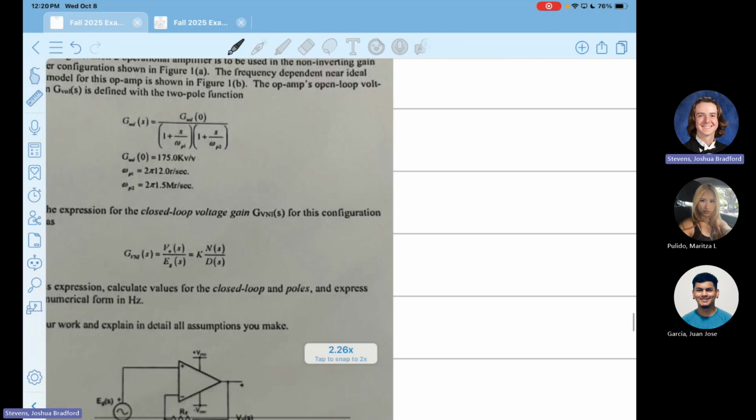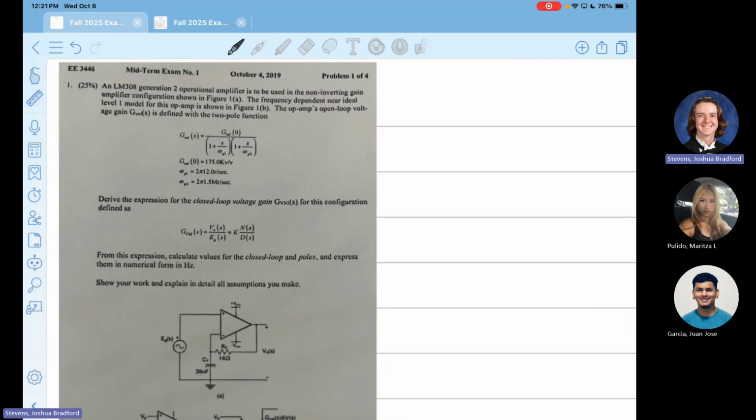So we have G-vol of S equal to G-vol of 0 over 1 plus S over omega P1, times 1 over S, times 1 plus S over omega P2. Those are just poles. He gives us values in this, where G-vol of 0 is 175K volts per volt, omega P1 is 2 pi times 12 radians per second, and omega P2 is 2 pi times 1.5 mega radians per second. So those are just values.